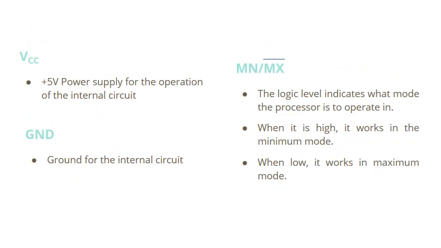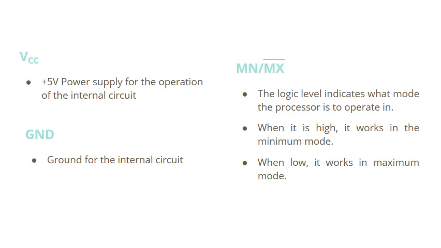Next we have the power signal VCC, which is available on pin number 40. This is the plus 5 volt power supply for the operation of the internal circuit. Next we have the ground signal, which is available on pin number 1 and pin number 20, which is the ground for the internal circuit.